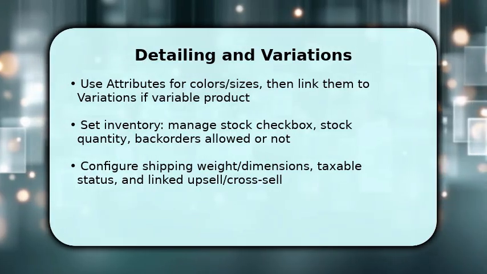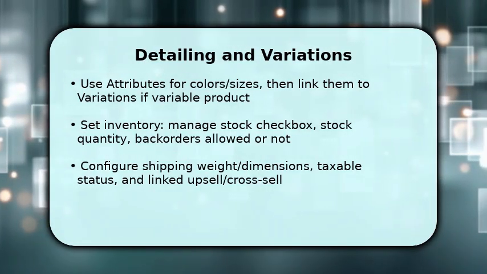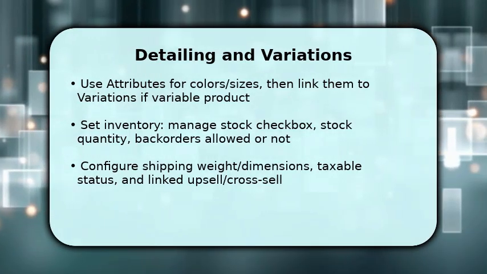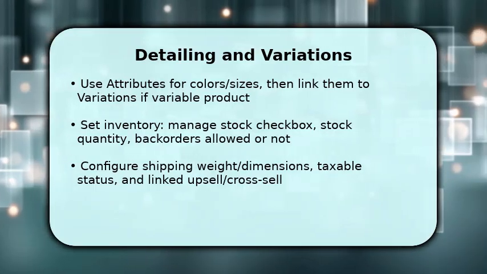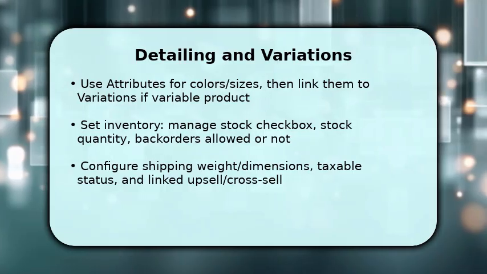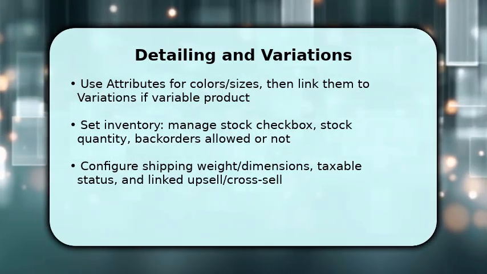Open attributes to add sizes or colors, check use for variations, then create variations and set individual prices, images, and stock per variant. In inventory, enable Manage Stock if you track quantities and set low stock threshold notifications.